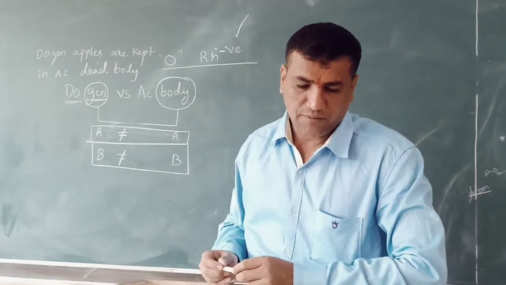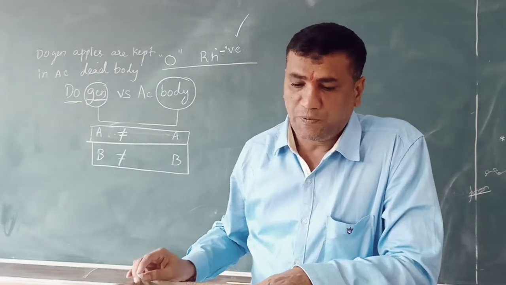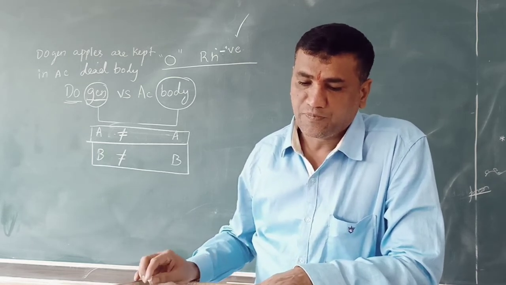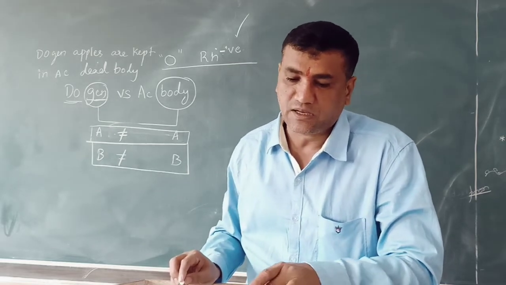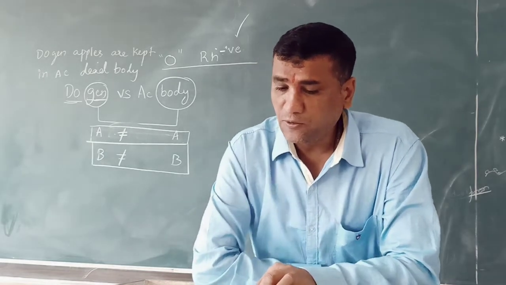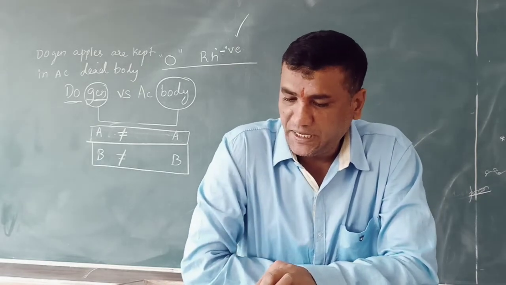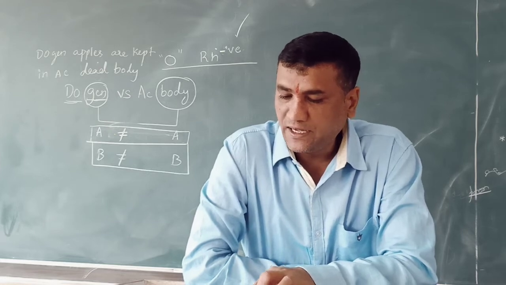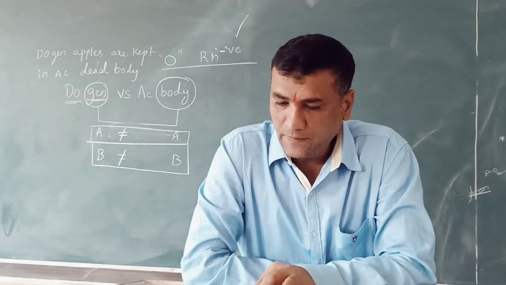Next, coming on to the next question: a baby of blood group A cannot belong to the parents of blood group. Here, husband O, wife AB. Husband A, wife B. Husband B, wife O. Husband AB, wife A. Option?